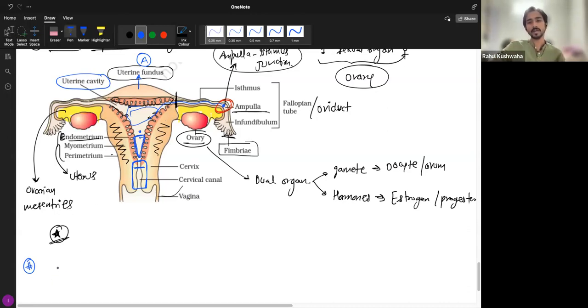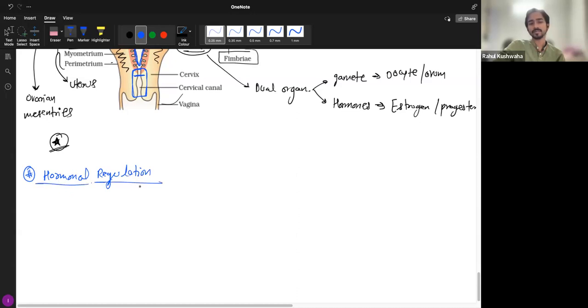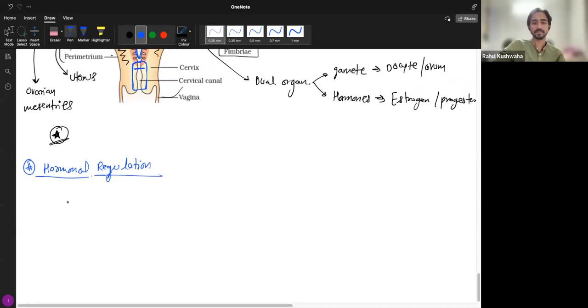Okay, so write down the question: how is the female reproductive system regulated? The answer is there is a hormonal regulation, just like there was in the case of males. And the hormones are pretty much the same. So everything here also starts with the hypothalamus.